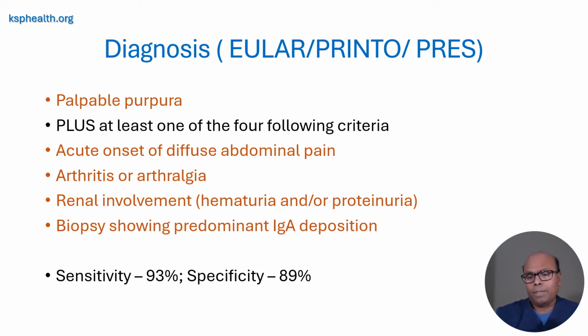There are 3 organizations, mostly based out of Europe. They came up with a guideline on how to do the diagnosis. You have to have a palpable purpura along with one of these 4: acute onset of diffuse abdominal pain, arthritis or arthralgia, renal involvement, or biopsy showing predominant IgA deposition. Sensitivity of this model is 93% and specificity is 89%.